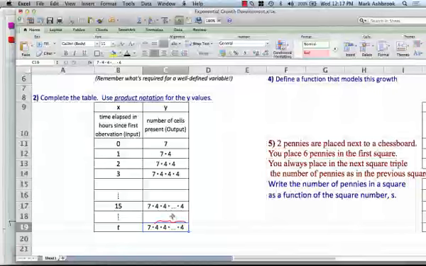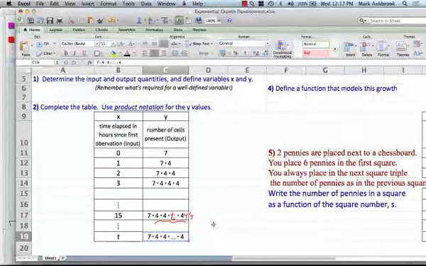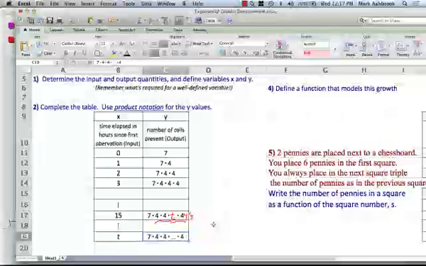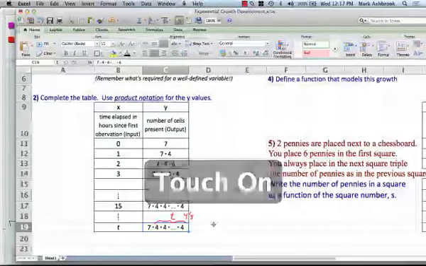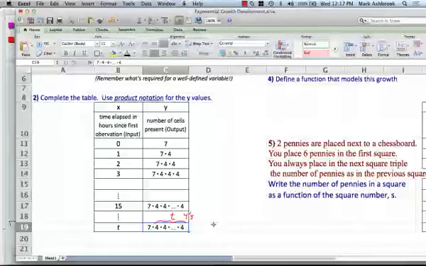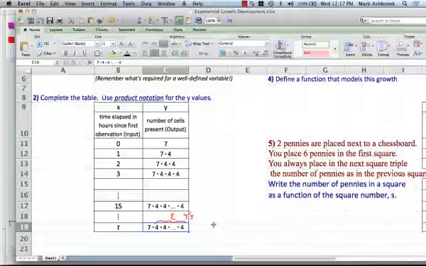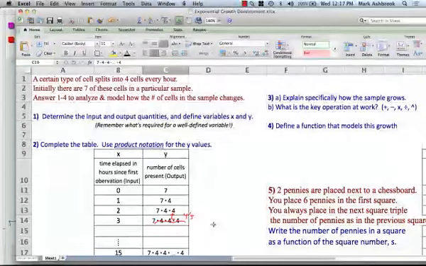How many? T 4s. Why? Because if T hours went by, how many times did we multiply by 4? Right. So there's T times you multiplied by 4. So by the time you get to the T hour, you've got a string of T 4s multiplied together to get that value.